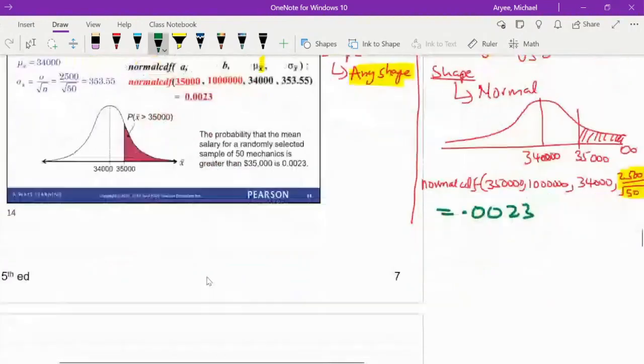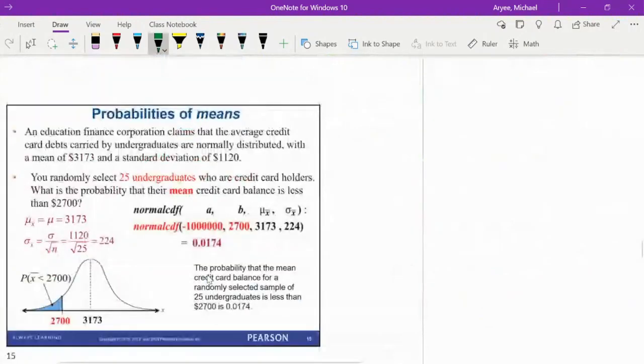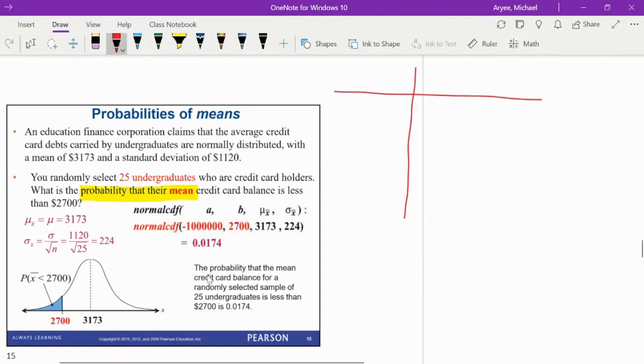Okay, let's look at some more examples. So you see the pattern of the questions. Always he's going to say find probability of the mean or find probability of the average or something like that. Look at this question. Probability of the mean. When you see questions like that, know automatically that is a sampling distribution question. So you have original population and then you have the sampling distribution side. Always you need your n for sampling distribution.